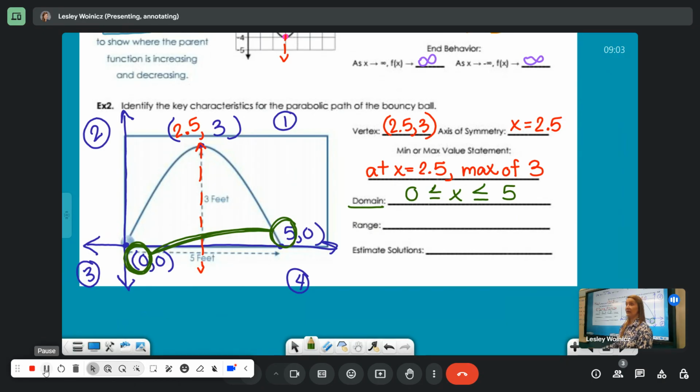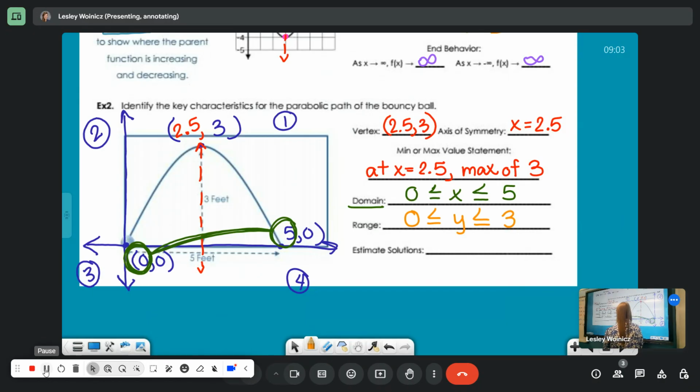All right, now you have an example for the domain. I want you to do the range. Make sure that you don't go from greatest to least. Make sure you go from lowest y to highest y. What is the lowest height for the ball if it hits the ground? And the highest y? 3. So notice that in the domain and range, I don't need to necessarily mention the 2.5 at all.